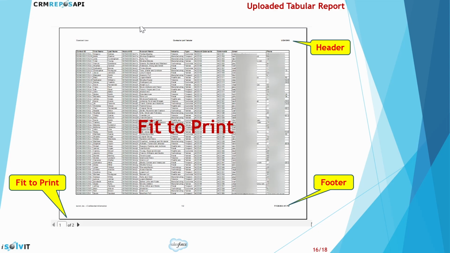Fit to Print automatically optimizes the Excel page layout by adjusting scaling, margins, and page widths to ensure the entire report fits neatly on the printed page. This prevents columns from being cut off, reduces unwanted page breaks, and produces a clean print-ready layout every time.